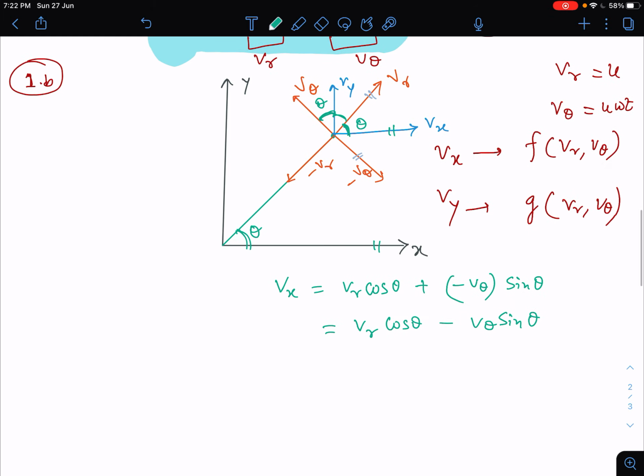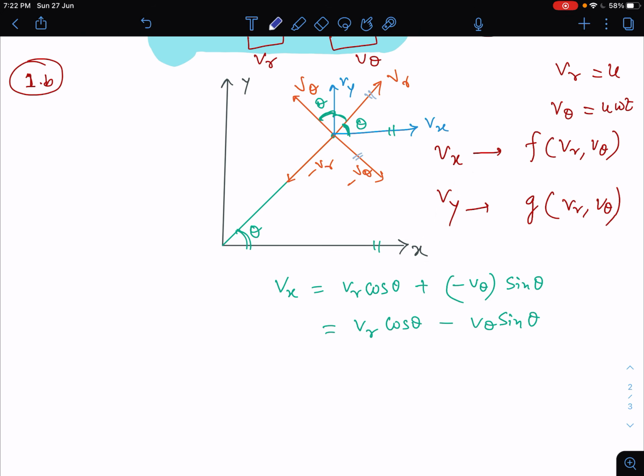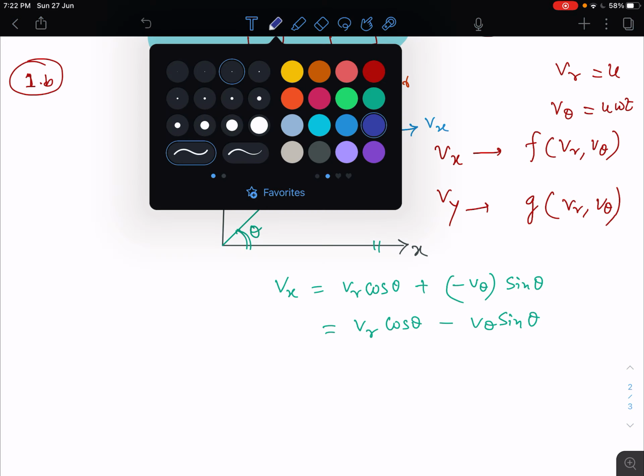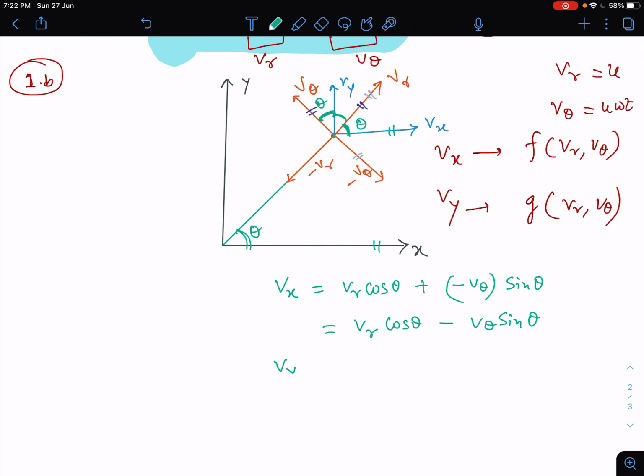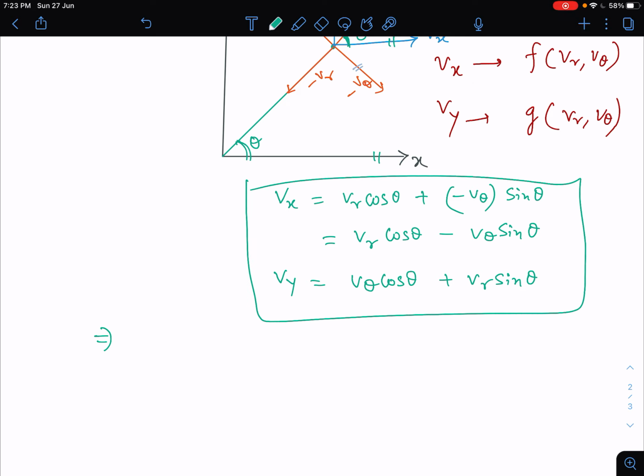Then what about Vy? Here, one part of Vy acts along this and another part is along this, but both the components are positive here. So Vy is nothing but Vθ cos theta plus Vr sin theta, right? So now we have expressed Vx and Vy as a function of theta, Vr and Vθ.